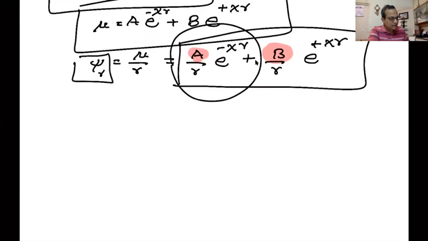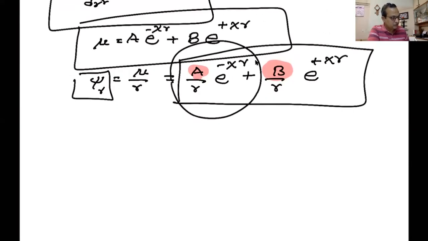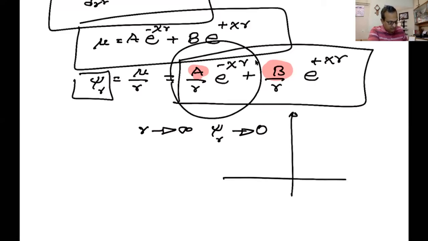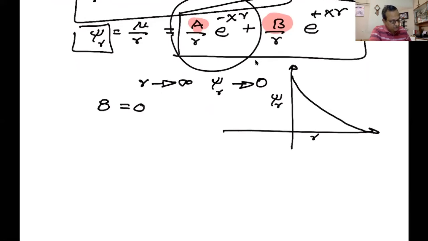So obviously, as we already know, when r tends to infinity, my psi r should tend to 0. Because the physical picture I have understood is that psi r versus r fades with distance. So if this is true, then at that condition B has to be equal to 0. So my equation will become psi r is equal to A upon r e raised to minus chi r.